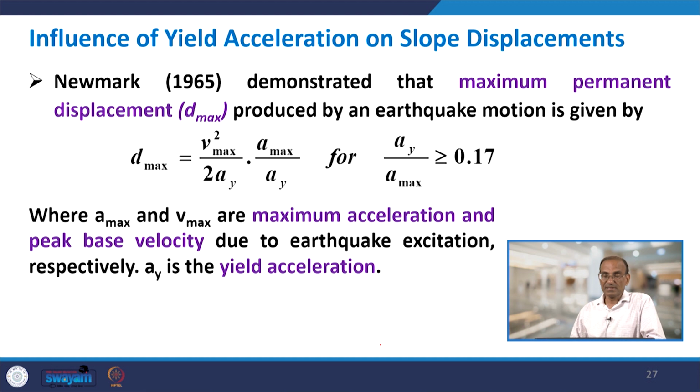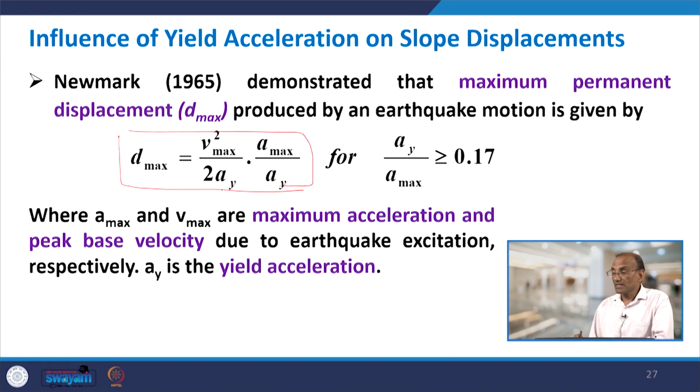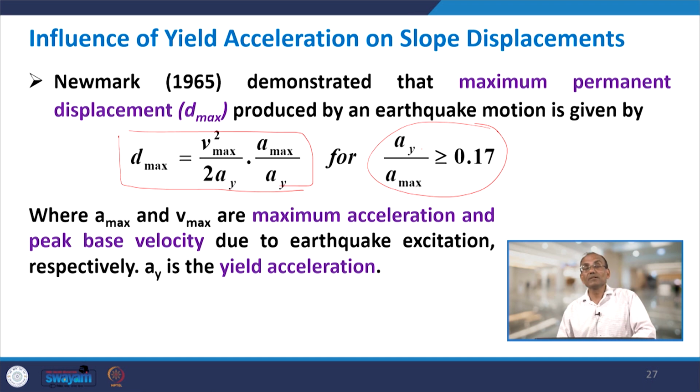Now, Newmark also demonstrated that the maximum permanent displacement, which we say Dmax, produced by an earthquake motion is given by the relation Dmax equals Vmax square divided by 2 Ay Amax. This expression will be valid provided that the value of Ay by Amax is equal to or greater than 0.17. So, before we use this expression, we need to make sure that this ratio of yield acceleration to Amax is greater than 0.17.